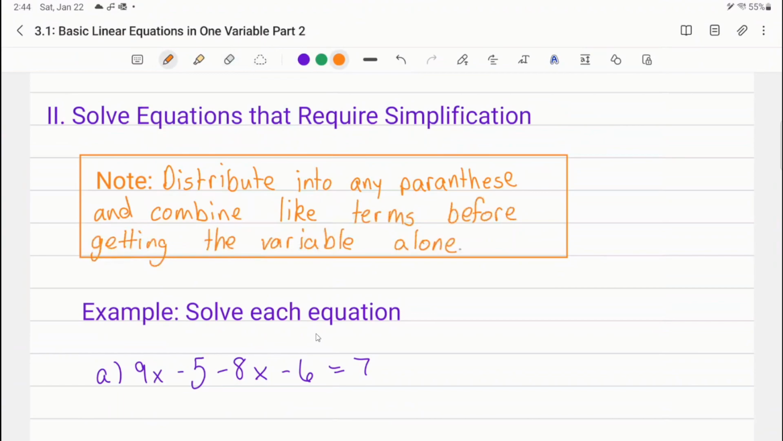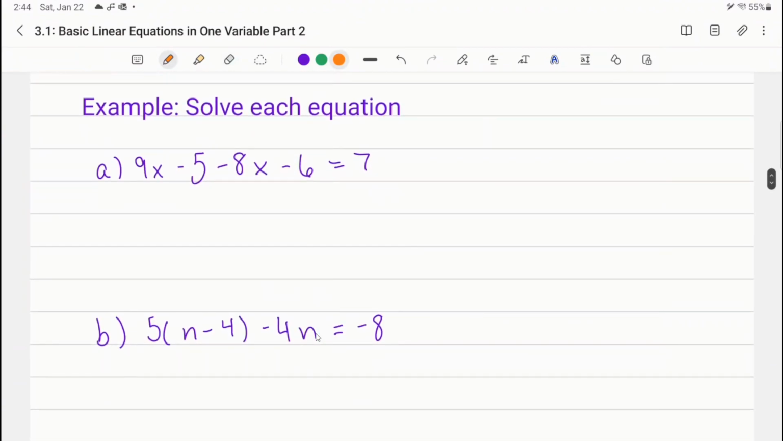Okay. So let's get some practice doing this. Example: solve each equation. A, 9x minus 5 minus 8x minus 6 equals 7. There are no parentheses to use the distributive property on here, but there are like terms. We have 9x and negative 8x. We have negative 5 and negative 6.